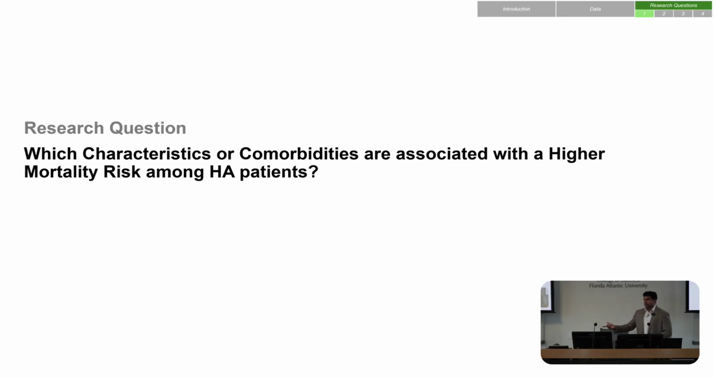Which brings us to this research question. Can we look at some of the patient characteristics or their comorbidities which put them at a higher risk of mortality for HA? By comorbidities, I mean when a patient comes in, let's say they have HA, they also have other diseases along with HA. It could be hypertension, could be autoimmune disease. What are some of the characteristics or comorbidities that put patients at a higher risk of mortality?